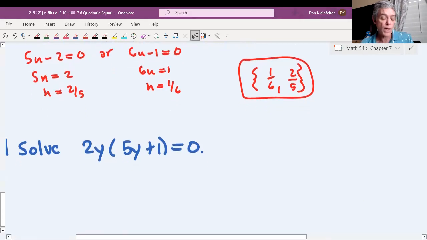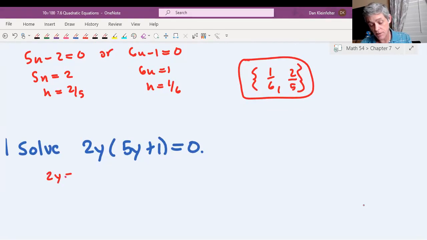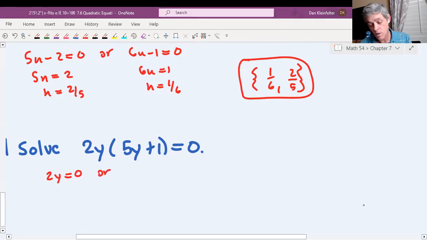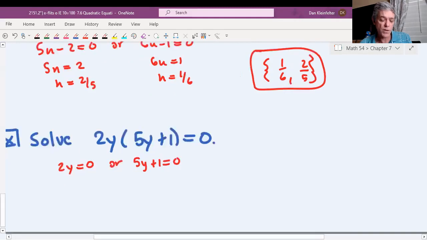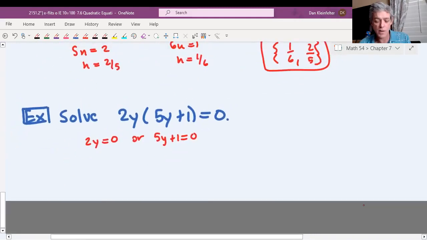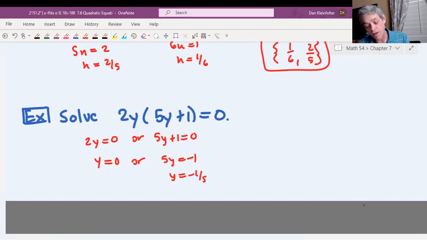Okay, next up, we've got 2y times (5y plus 1) equals 0. So it must be that either 2y equals 0 or 5y plus 1 equals 0. One of those two things is true if the product is 0. So that means either y is 0 or 5y is negative 1, y is negative 1/5. Looks like negative 1/5 and 0 are the solutions of this quadratic equation.